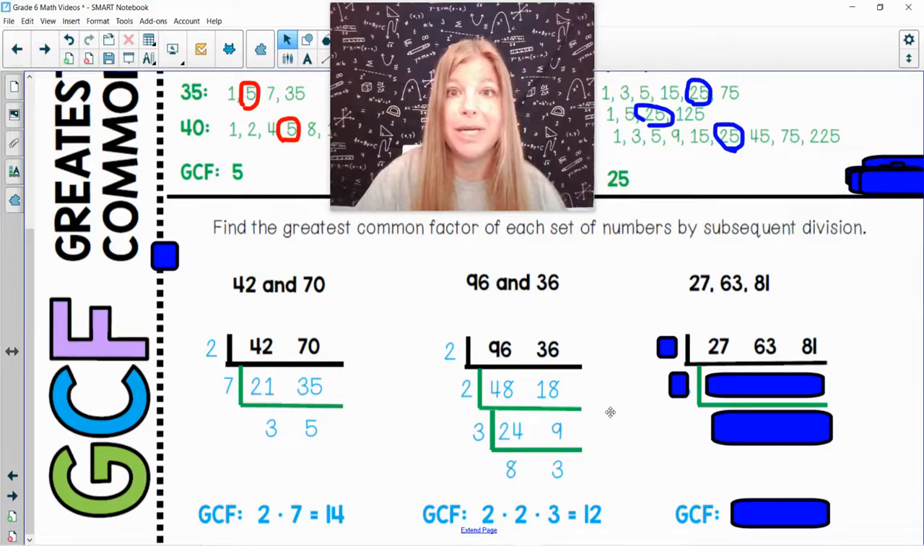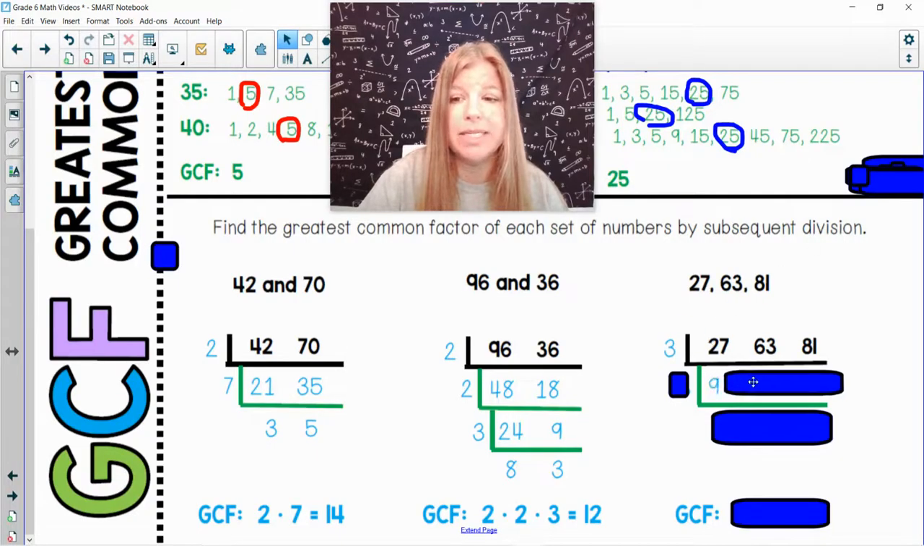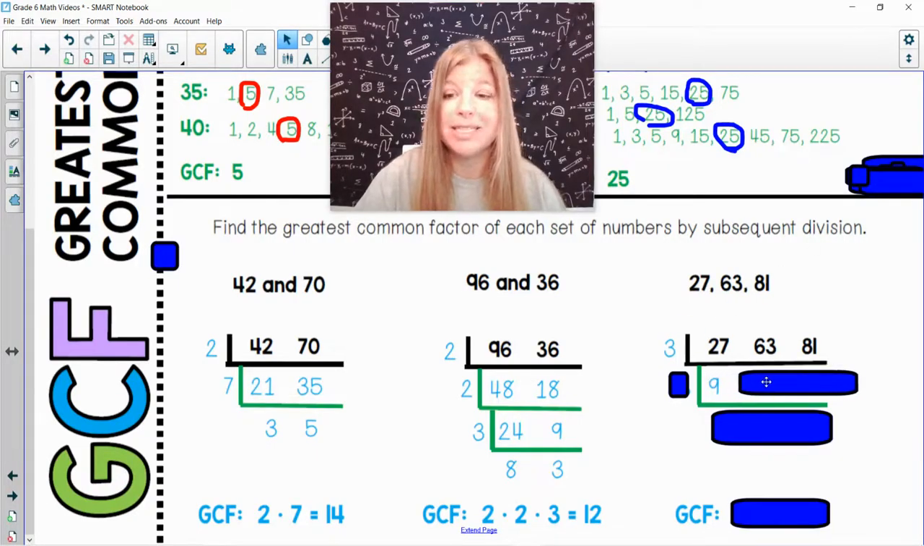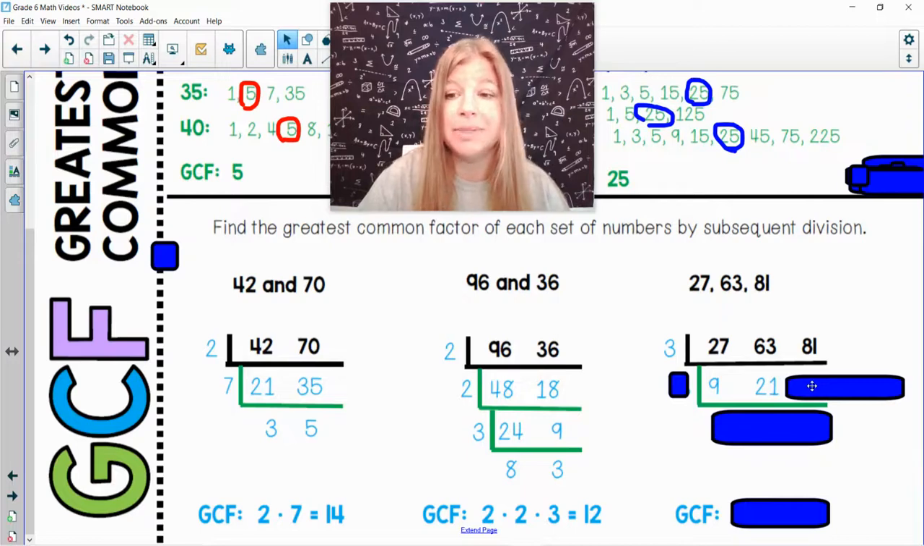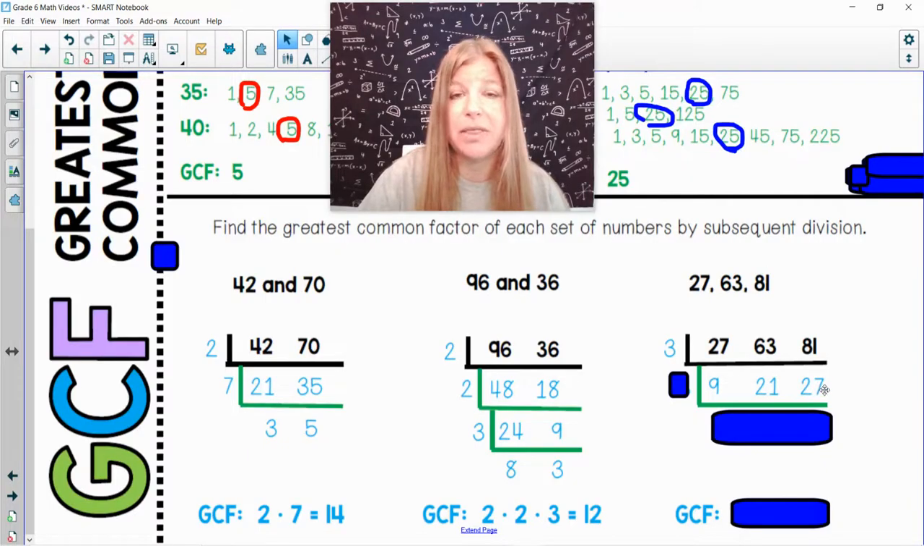Last one, 3 numbers. Ready? 27, 63, 81. None of those are divisible by 2. They're all odd. Are they divisible by 3? Absolutely. 3 goes into 27 9 times. 3 divides into 63 21 times. And 3 goes into 81 27 times. Can I still divide all these by 3?